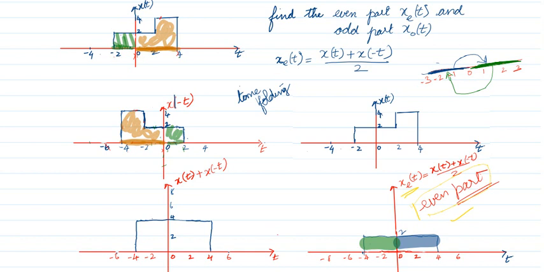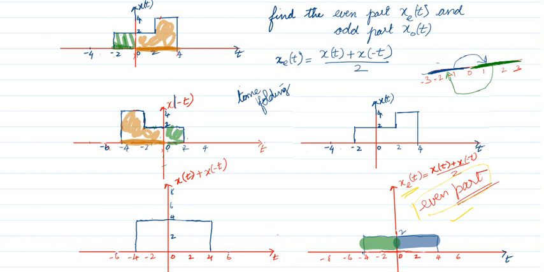This is called time folding. Okay, it is like if you keep a two-sided mirror here, this side will come this side, negative time will come to the positive side. This is called time folding. Okay, now we have x of t and x of minus t.